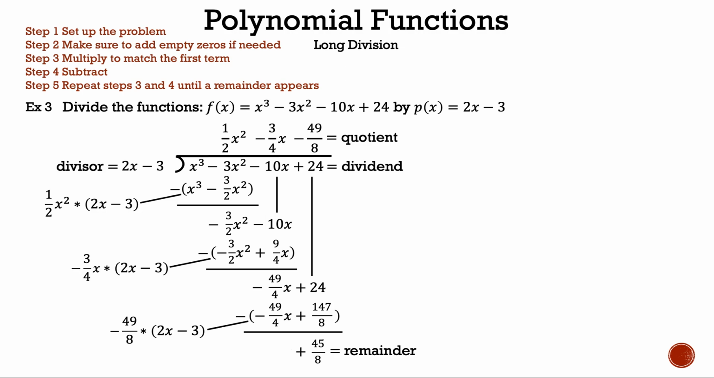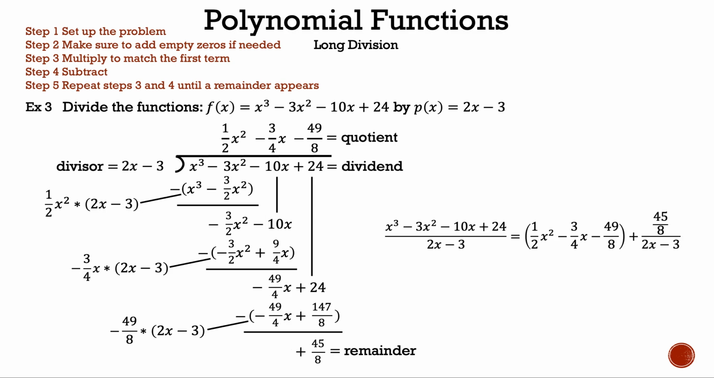Now, there are two ways to write the answer. The first one is x cubed minus 3x squared minus 10x plus 24 all over 2x minus 3 is equal to the quantity of 1/2 x squared minus 3/4 x minus 49/8 plus 45/8 all over 2x minus 3. And the second one is x cubed minus 3x squared minus 10x plus 24 is equal to the quantity of 1/2 x squared minus 3/4 x minus 49/8 times the quantity of 2x minus 3 plus 45/8.